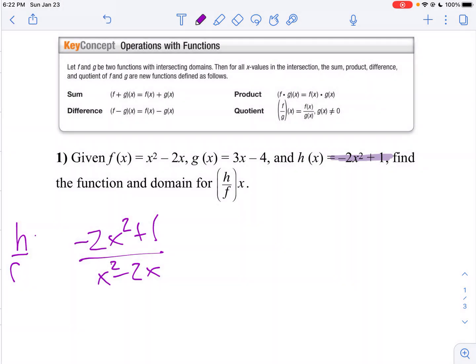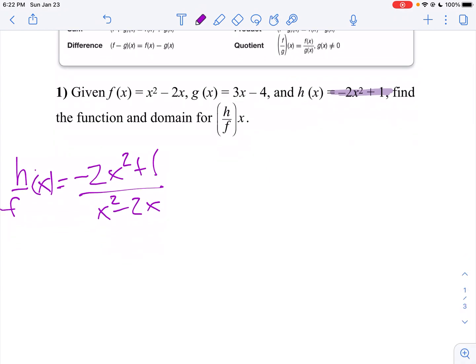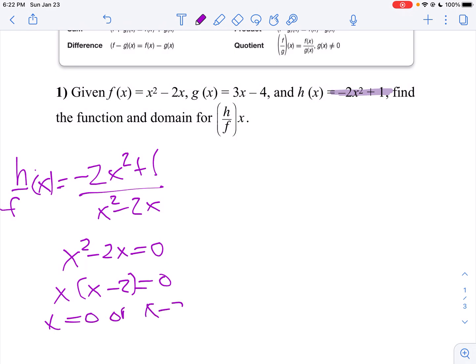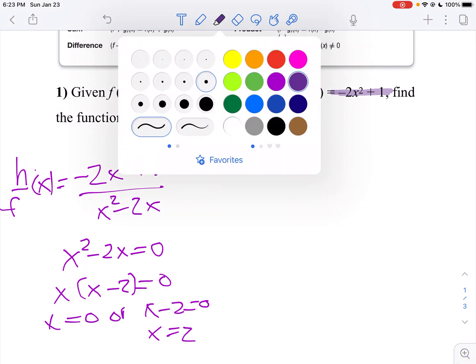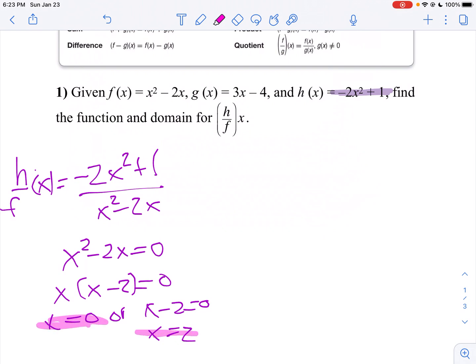Now, we're not quite done. Whoops, I want to write my f there, but I got too close to the edge. So that's h over f of x. Now remember, you can't divide by 0. So I'm interested in what makes my denominator 0. So what I'm going to do is I'm going to go down here. I'm going to say x squared minus 2x. When is that equal to 0? Well, factor that, you get x times x minus 2 equals 0. So x equals 0, or x minus 2 equals 0. So x equals 2. So my domain is defined for everything except when x is 0 or x is 2.